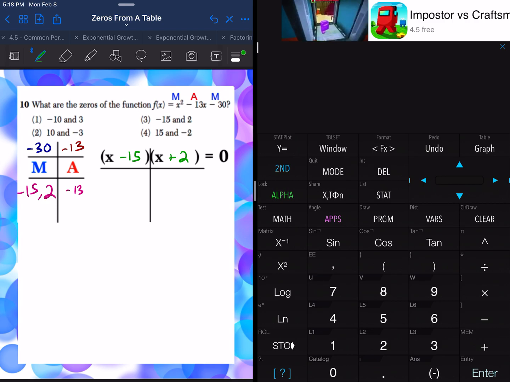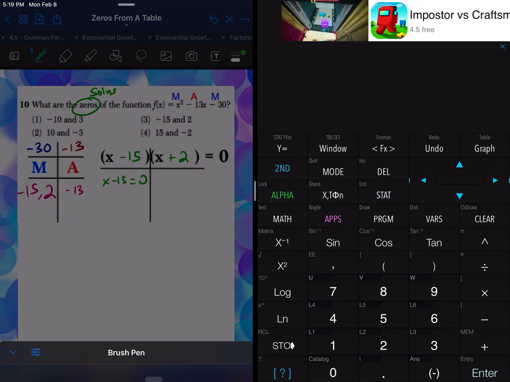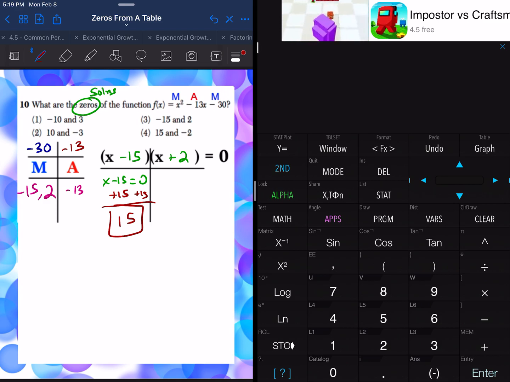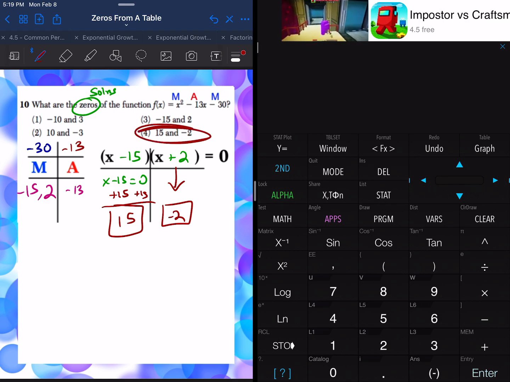and actually solve for my zeros to solve for my solutions. I apply my equal 0 to both of these, and I use inverse operations. So x minus 15 equals 0. I want to do the opposite of minus 15, which is plus 15. And also I am switching the sign of my factor, so I end up with 15 as one of my zeros. If I'm just switching the signs, what would my other zero be? Well, the opposite of positive 2 is negative 2. So 15 and negative 2, that is my answer.